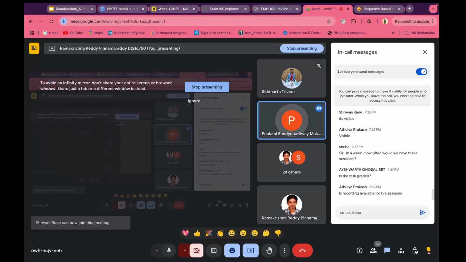Sir, where will we get the links for the materials? Yeah, in the announcement section of the Swayam portal.